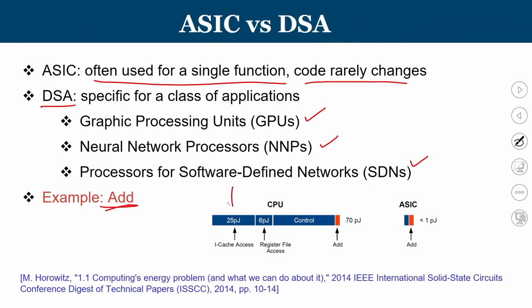Consider the case of an add operation that you need to do. First, you have to fetch from the iCache, then you have to access the registers in order to add, and then appropriate control signals are generated, and then you perform the actual adding operation inside the ALU. If you look at the power that is being consumed, it's 25 picojoules for the fetch, 6 picojoules for register access, whereas 70 picojoules is what you spend overall in the entire case, wherein less than 1 picojoule may be only used for the adding. So, this is what happens in the case of a CPU. Overall, out of 70 picojoules, less than 1 or 2 picojoules is the real add operation.